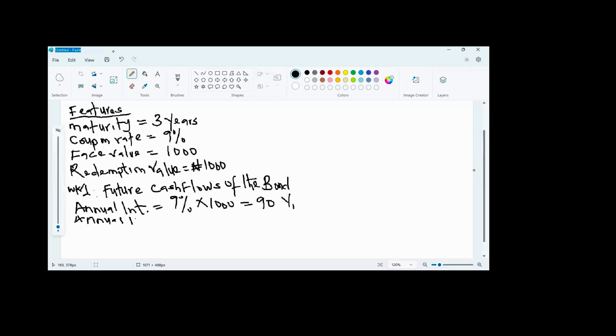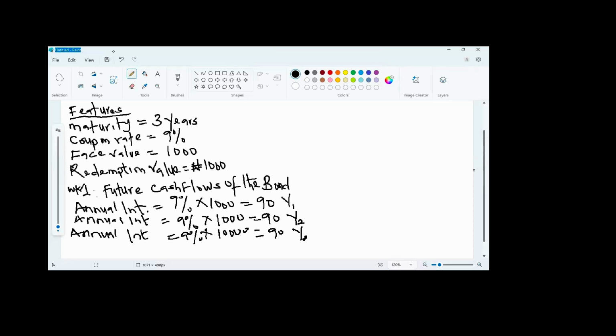Annual interest. 9% of 1,000. That will give me 90 naira again. This is year 2. Year 3, because the bond is for 3 years. The annual interest again, 9% of 1,000. That will give me 90, year 3.